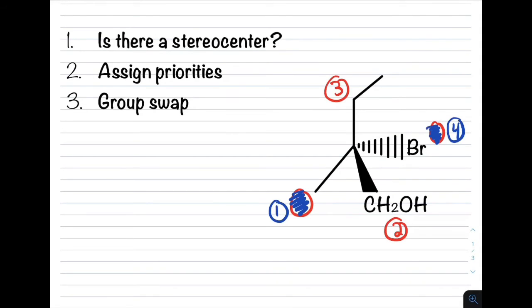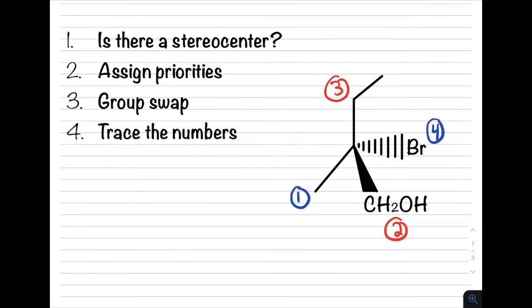When the lowest priority group is not on the dash, you need to get it onto the dash by swapping it with whatever is currently on the dash. So in this case, group 4, the lowest priority group, was not on the dash. Group 1 was on the dash. So I swapped group 4 with group 1 to get group 4 on the dash. Now if the lowest priority group was already on the dash, then you could swap any of the groups as long as you keep the lowest priority group on the dash.